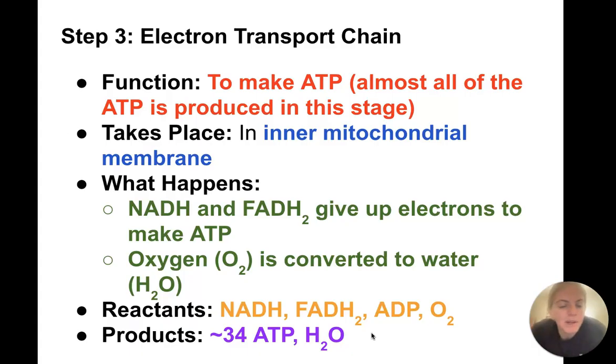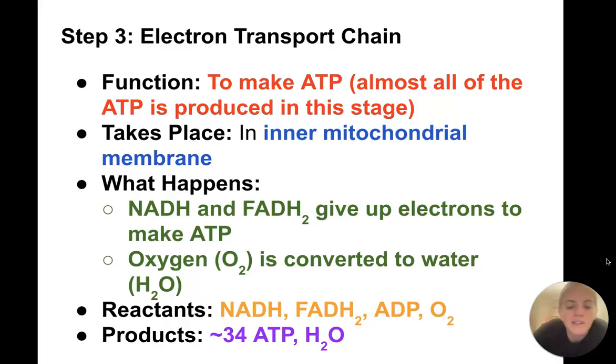So just a couple quick reminders from the cheat sheet. The function of the ETC is to make ATP. So again, almost all the ATP is produced in this stage. It takes place in the inner mitochondrial membrane of the cell, or of the mitochondria. And what happens during that phase is that NADH and FADH2 give up electrons to make ATP, and oxygen is converted into water. So two simple steps, or you can explain it with the steps on the previous page.